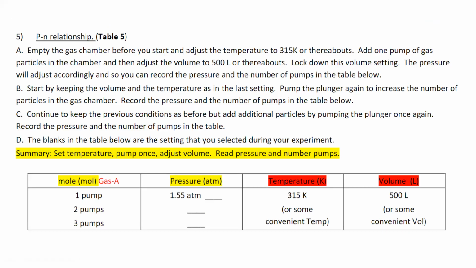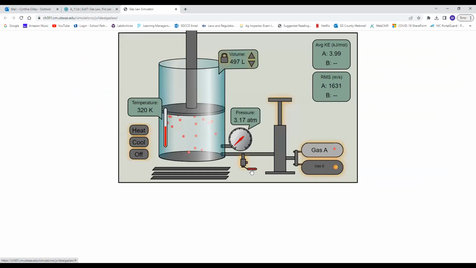So here we're looking at a pressure and number of moles relationship. And again, the instructions are all right there for exactly what to do, right? But we're going to come back to the simulator, always empty out all of the gas. It says add gas particles in the chamber by pumping once, and then adjust the volume to 500 liters approximately. And I can decide how much I want to play with that to get it pretty close. So I'm okay with 507 liters. So I would just cross out 500 liters in table 6 and write 507 liters.